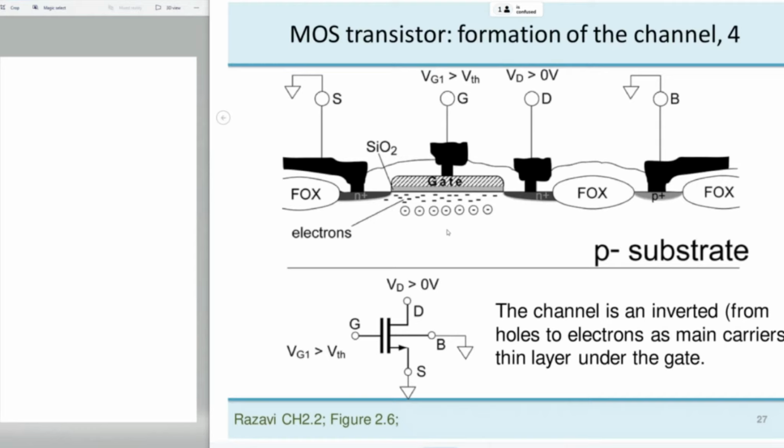One very important thing, which you have to memorize for all your life: the bulk is always at the lowest possible potential in our circuit, and this is because we want these parasitic diodes to be reverse connected. We don't want any currents flowing through these areas into the substrate. And this is achieved if the bulk is at the lowest possible potential.